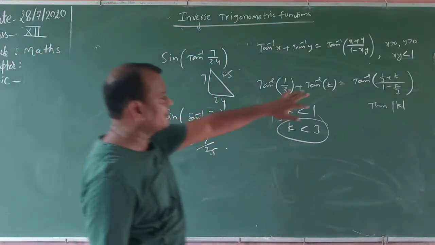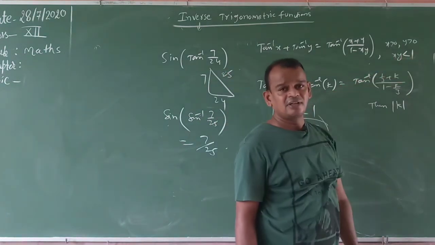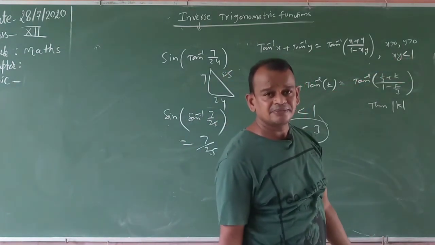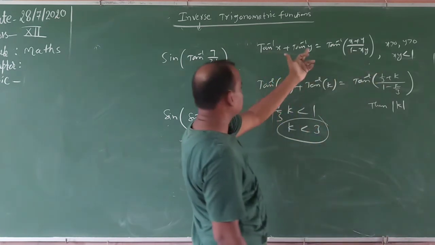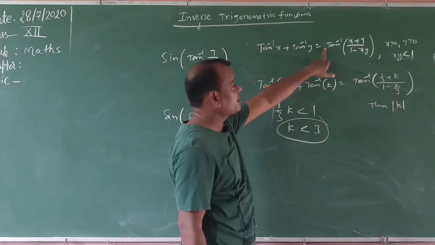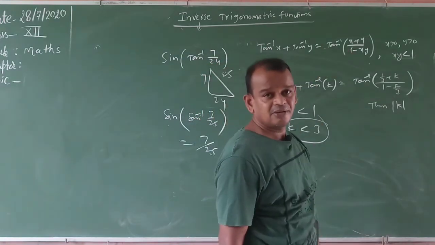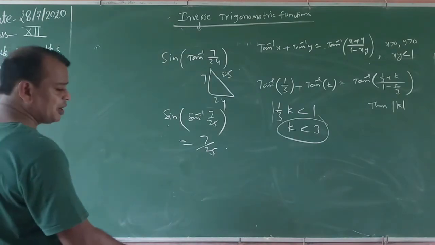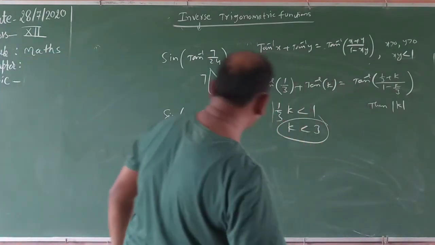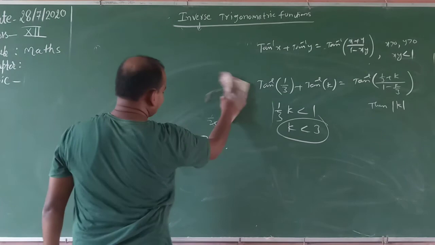Suppose here xy is greater than 1, what happened? x into y greater than 1 means? What is the formula? tan inverse of x plus tan inverse of y equals pi plus tan inverse of (x plus y) by (1 minus xy). You know all the formulas very well. What is the formula for the remaining values?